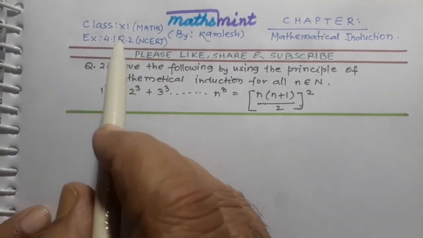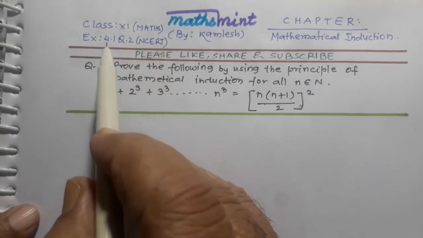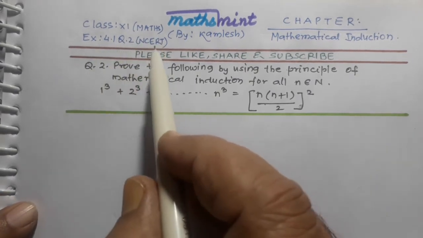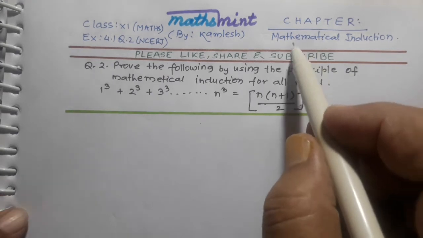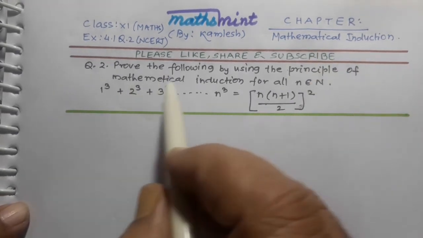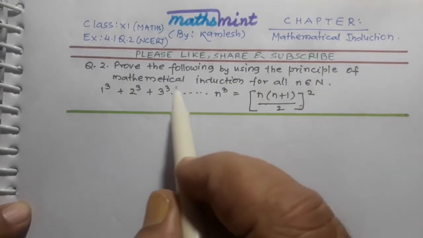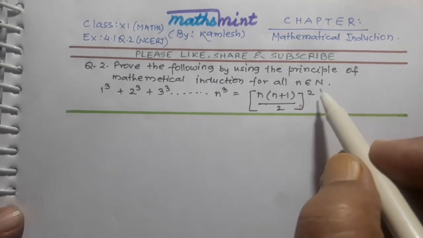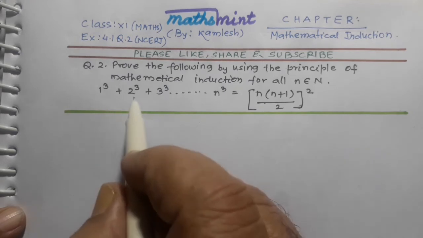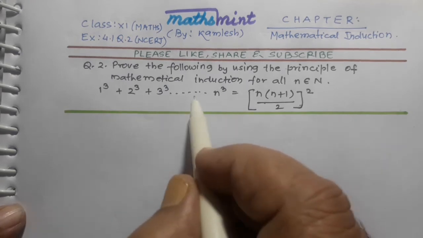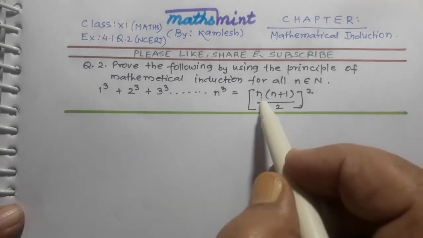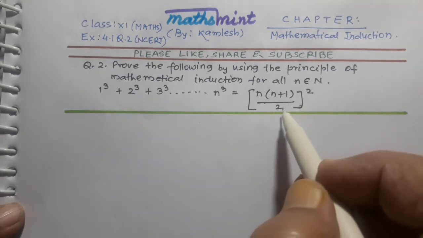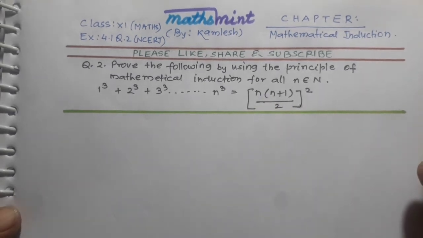This is a question for class 11 maths, exercise 4.1, question number 2, NCERT. The chapter is mathematical induction. Question 2 is: prove the following by using the principle of mathematical induction for all n belonging to natural numbers. The question is 1 cube plus 2 cube plus 3 cube and so on up to n cube will be equal to n into n plus 1 by 2, over all square, right?